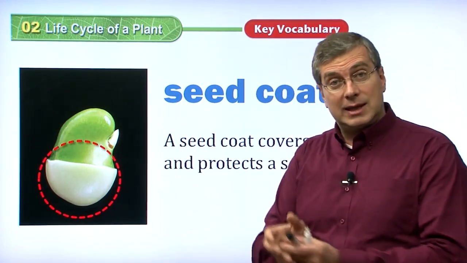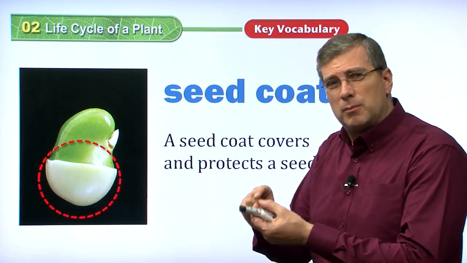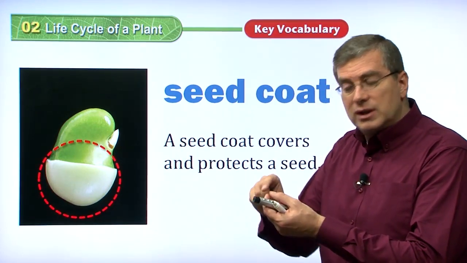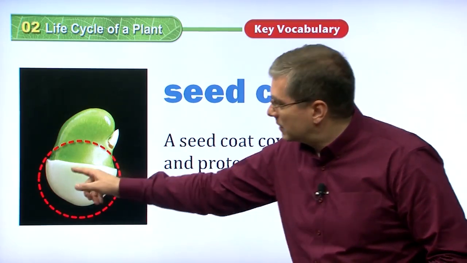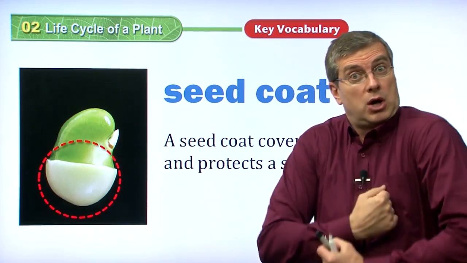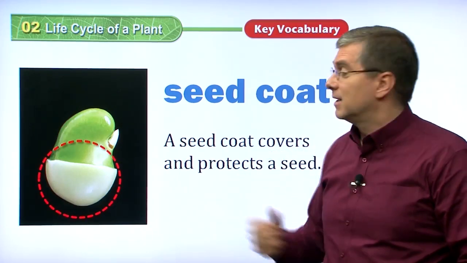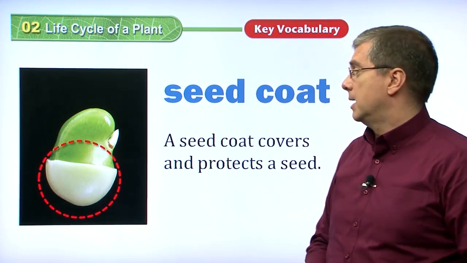But if you take a look at the apple, you open up the apple, you've got the small dark brown seeds. That dark brown coloring is the coat of the seed. And this is a different kind of seed here, but it's the seed coat. It's like you put on a coat to protect yourself. That's exactly what this is here, a seed coat.